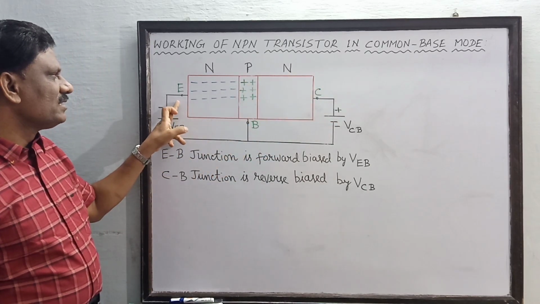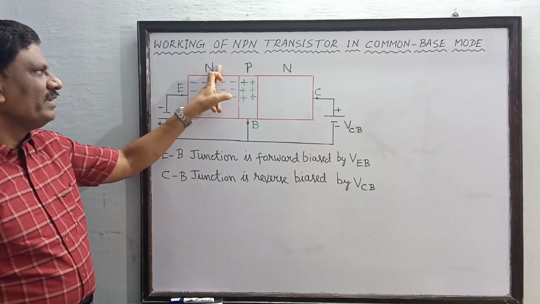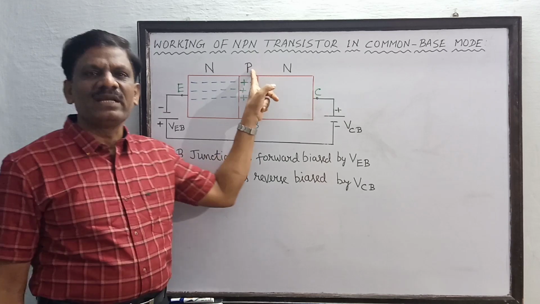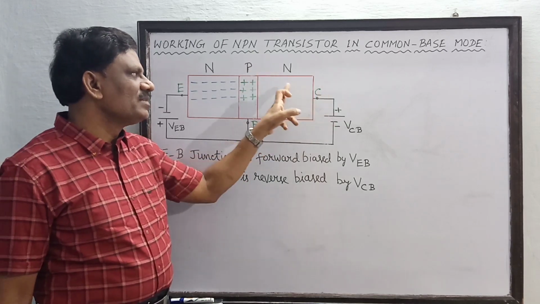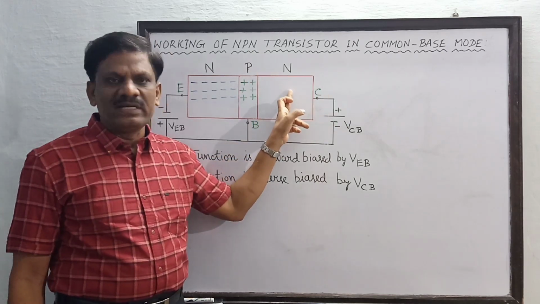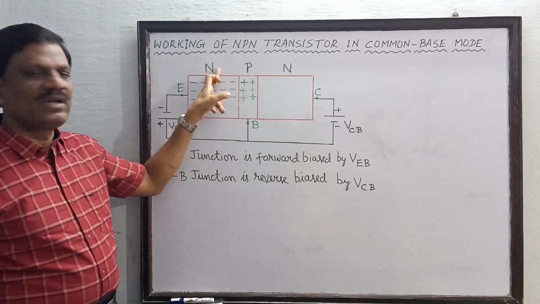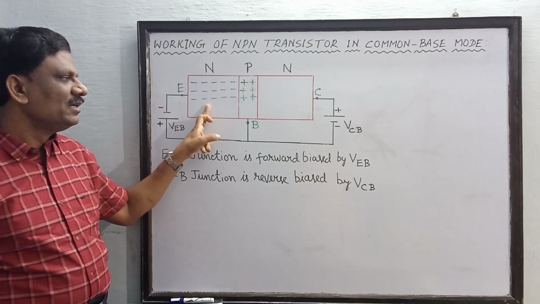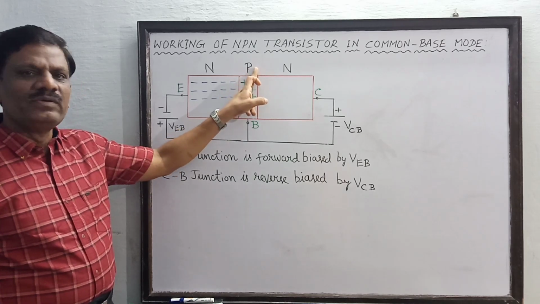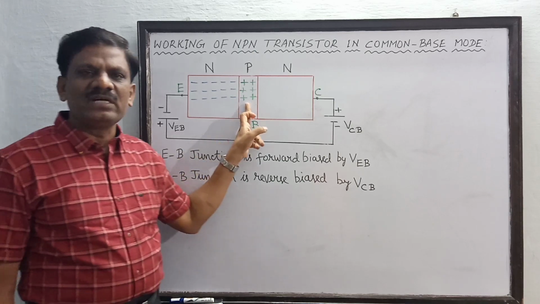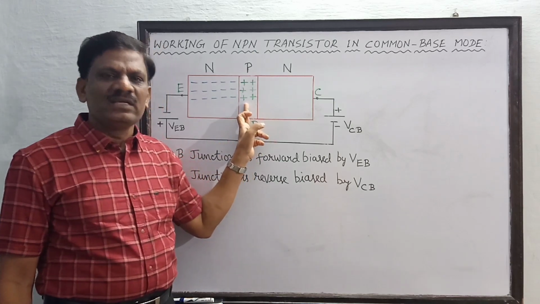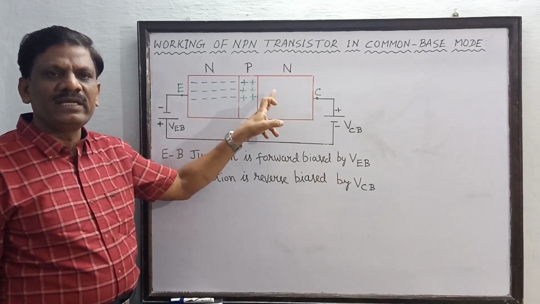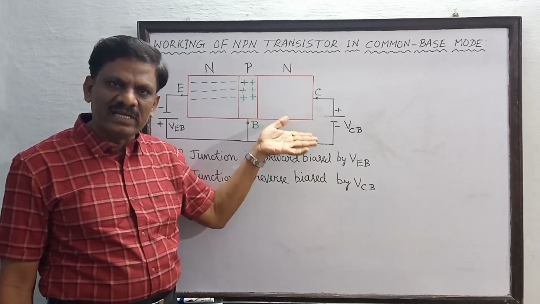Now in this transistor, the emitter is made up of N-type semiconductor. The base region is made up of P-type semiconductor and the collector region is made up of again N-type semiconductor. So N stands for negative and hence the electrons are the majority charge carriers. And P stands for positive and here the positive charges, namely the holes, are the majority carriers. Similarly, in this N-type, that is collector region, again electrons are the majority charge carriers.